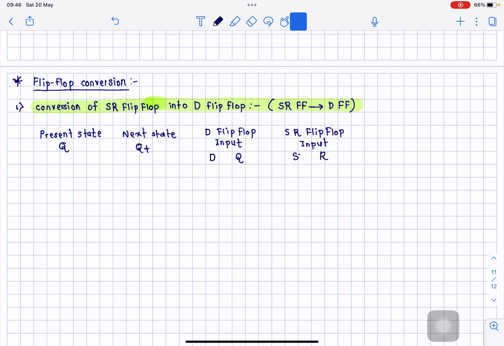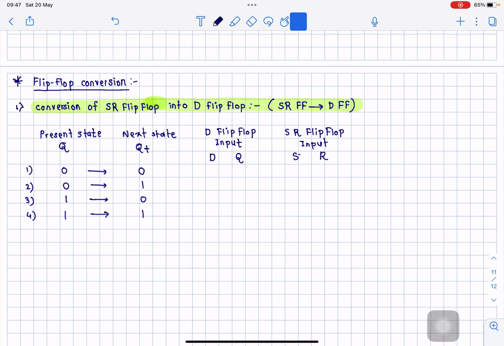First of all, we write the 4 different combinations for the present state and the next state. The present state could be 0 and the next state can also be 0. So this is the first condition. The second condition is the present state is 0 but the next state is 1. The third is the present state is 1 and the next state is 0. Actually this is a reset condition, right? And the fourth, the present state could be 1 and the next state we want is also 1. So these are the 4 different conditions.